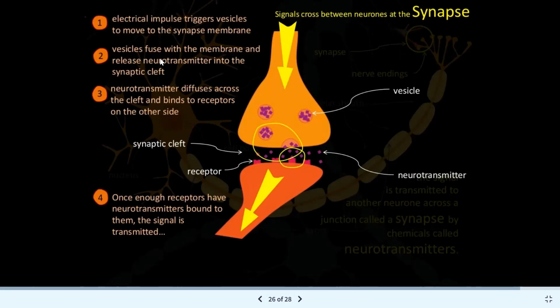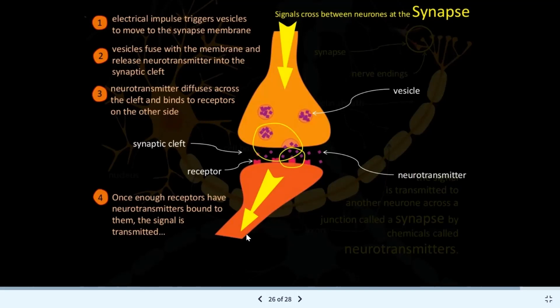Vesicles fuse with the membrane and release neurotransmitter into the synaptic cleft. The neurotransmitter diffuses across the cleft and binds to receptors on the other side. This pouch bursts from this side, releases the neurotransmitter, and it connects to the receptor. Once enough receptors have neurotransmitters bound to them, the signal is transmitted.